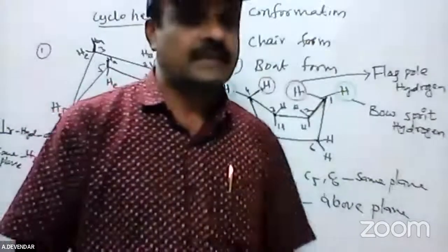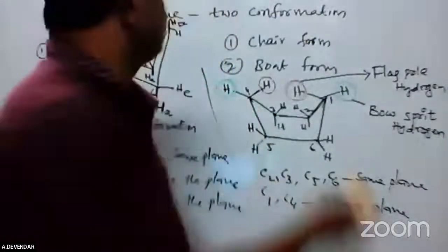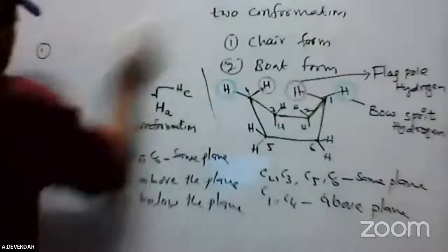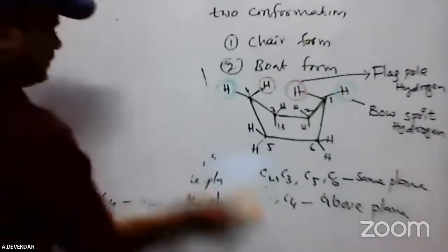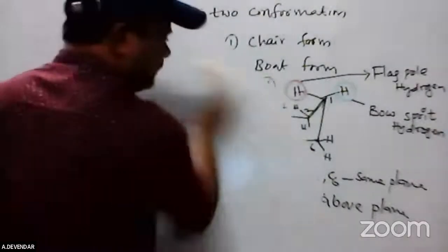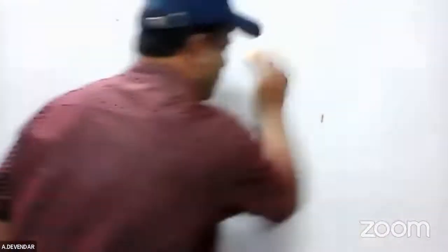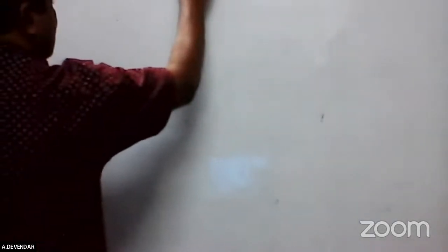Okay, next we will go to the next topic, that is Unit 3, alkenes. So friends, we will discuss alkenes and alkadienes. First of all, I will discuss alkenes only. Let's hear, what are alkenes?